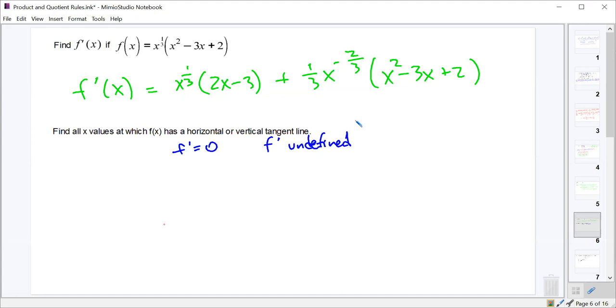And so if the derivative is undefined, that means the tangent line is vertical. So anybody just looking at that see the values for all of that make that true? Values that make the derivative 0 and make it undefined? Probably not. You might see one value that makes it undefined, but you probably don't see the values that make it 0 really easily. So how are we going to do that?